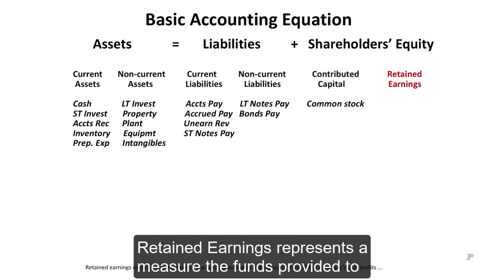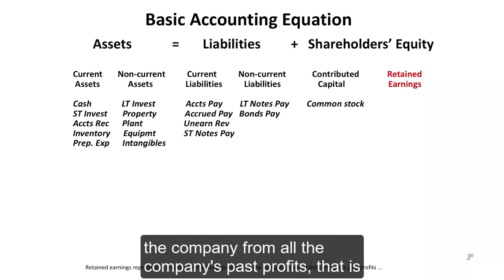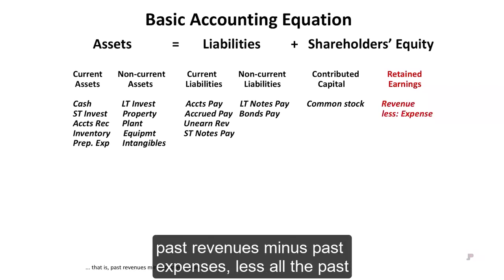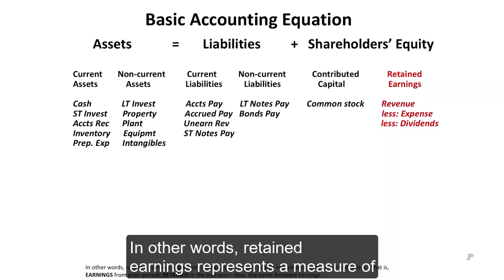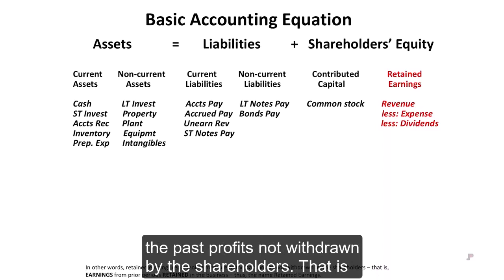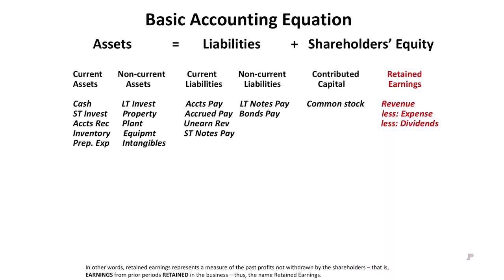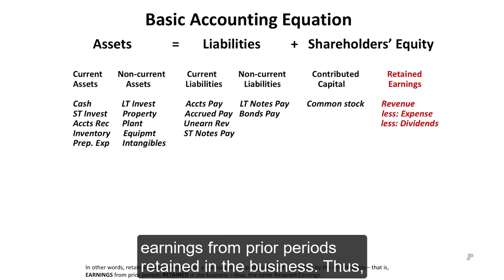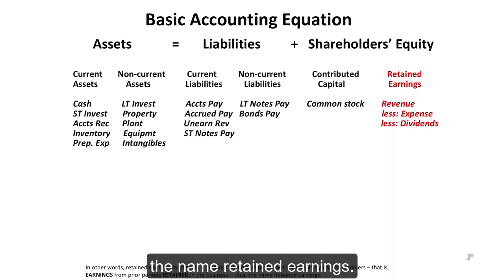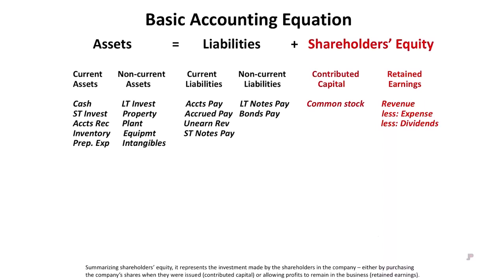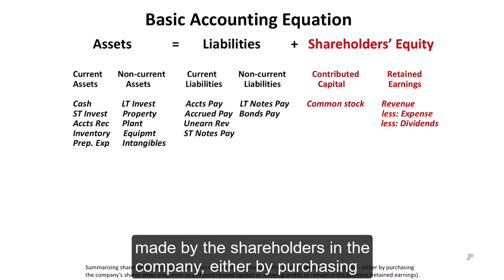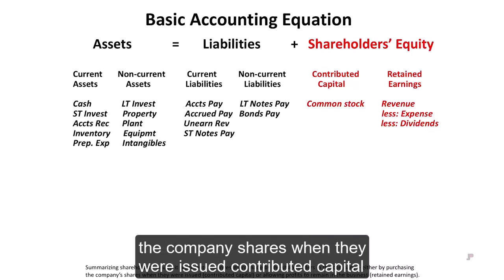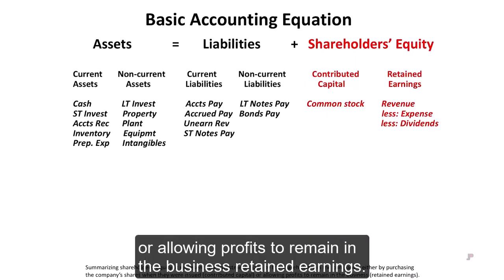Retained earnings represents a measure of the funds provided to the company from all the company's past profits, that is, past revenues minus past expenses, less all the past dividends paid to the shareholders. In other words, retained earnings represents a measure of the past profits not withdrawn by the shareholders. That is, earnings from prior periods retained in the business, thus the name retained earnings. Summarizing shareholders' equity, it represents the investment made by the shareholders in the company, either by purchasing the company's shares when they were issued, contributed capital, or allowing profits to remain in the business, retained earnings.